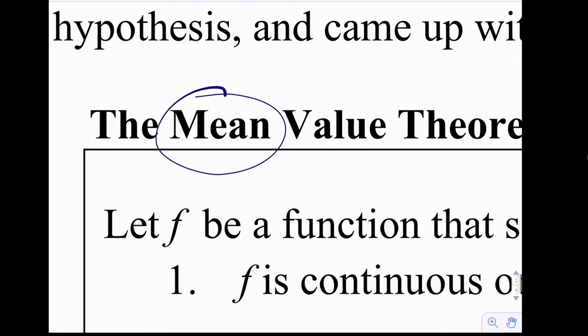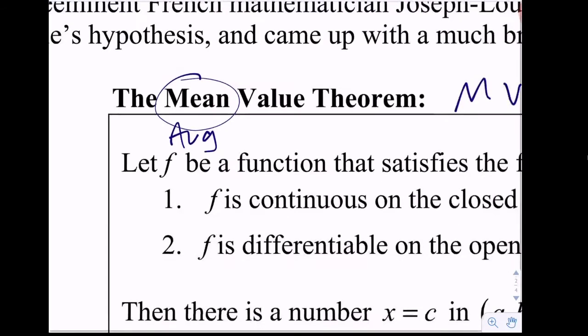Very good. It's not mean like mean. It's mean like average mean. So you can replace the word mean here with average. It's the average value theorem. Okay, the average value theorem. But we call it the mean value theorem.